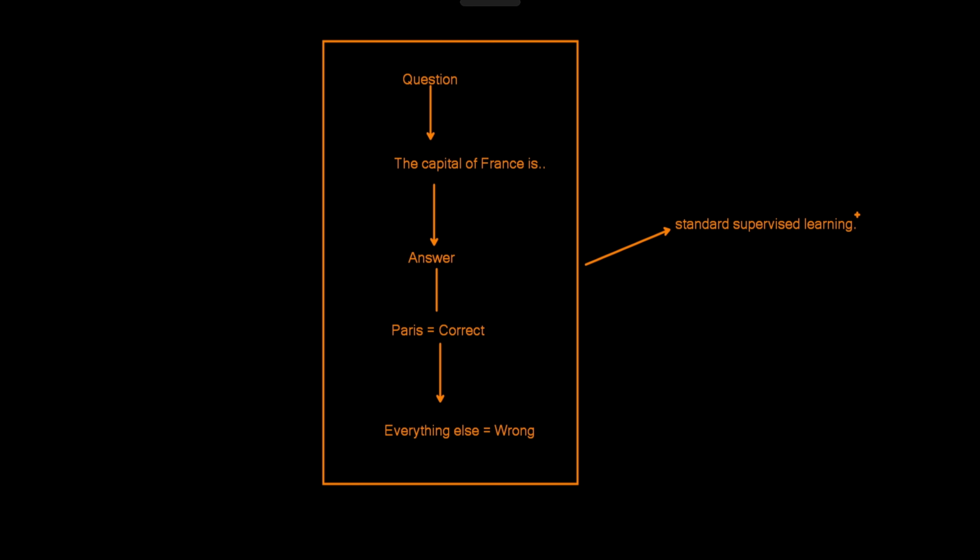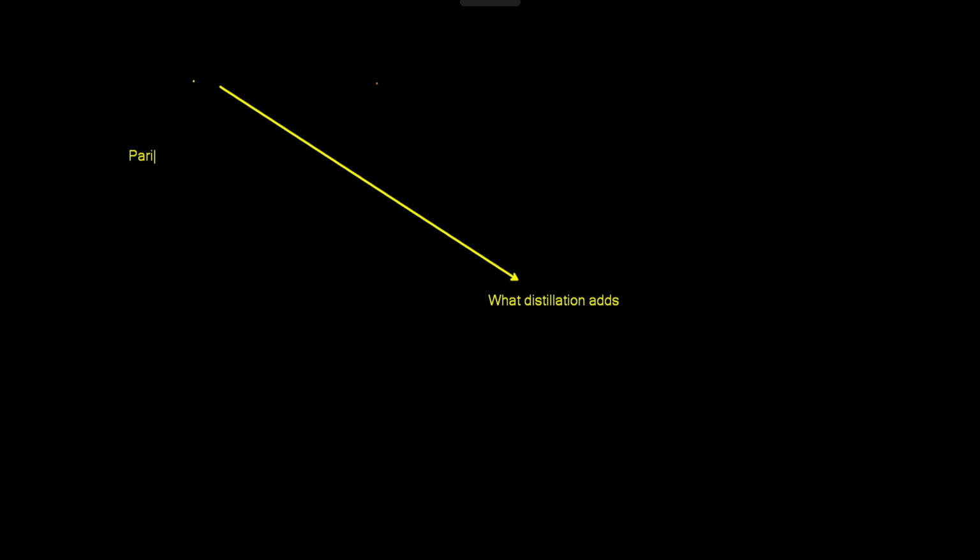Suppose the question is, the capital of France is. If the teacher only says Paris, then the student only learns Paris is correct. Everything else is wrong. This is called supervised learning. In actual distillation, the student also learns how sure the teacher is about the answer, what other answers the teacher thought of, and what the probabilities were for those. So the student learns that the teacher was 97.8% sure about Paris, 1.3% sure about Lyon, and so on. This is just a simplified example, mind you. In a real-world scenario, frontier models output millions of such tokens and their probabilities.